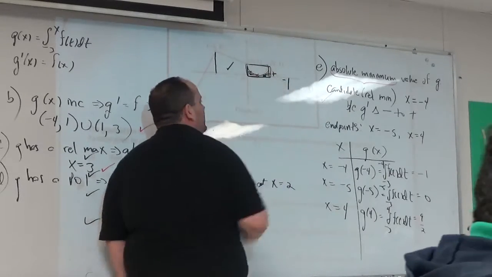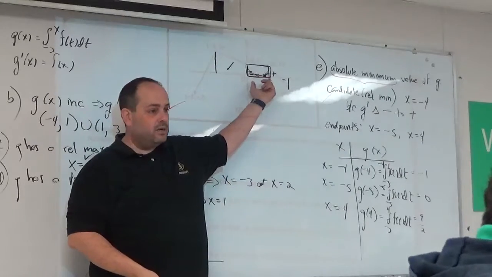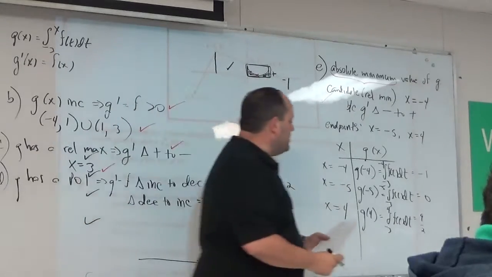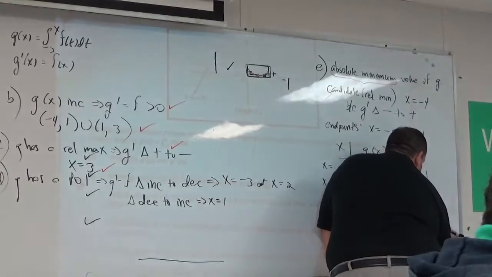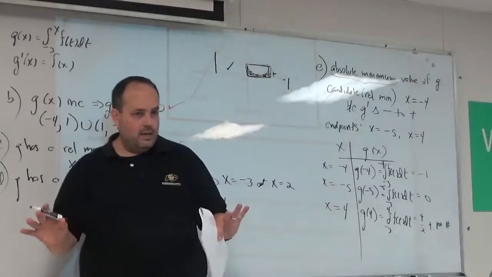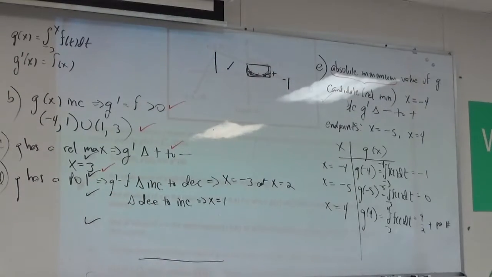Yeah. Now here's the other thing. What do you know for sure about this area? Positive. It's positive. Yes. So you've got 9/2 plus some positive number. Are we okay with that? Some positive number for sure. So what's the absolute minimum value?